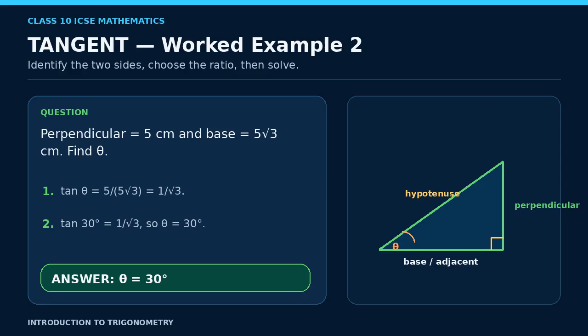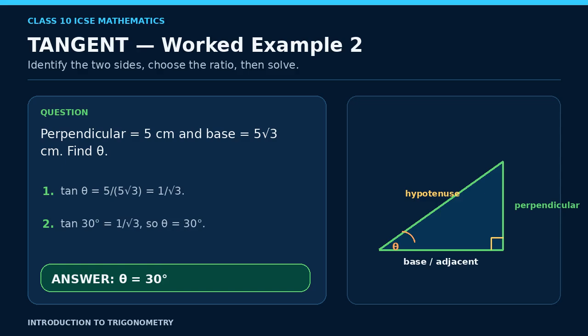Example 2. The perpendicular of a right-angled triangle is 5 centimeters and the base is 5√3 centimeters. Find theta. Use tangent because the perpendicular and base are given. Tangent theta equals 5 divided by 5√3, which simplifies to 1 divided by √3. The standard value of tangent 30 degrees is 1 divided by √3. Therefore, theta equals 30 degrees.